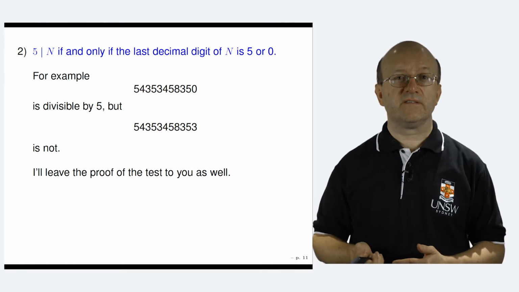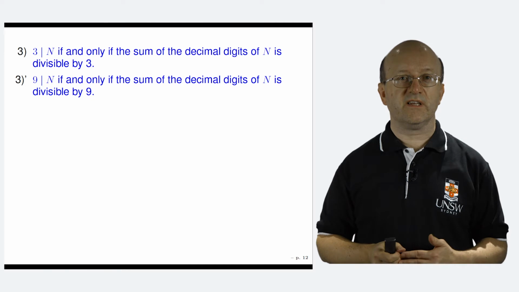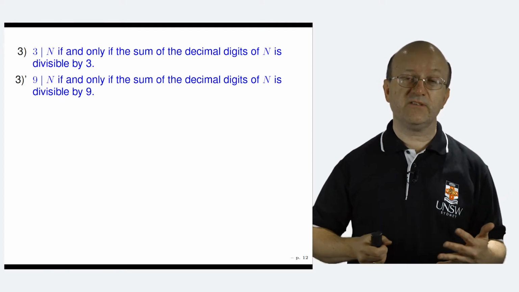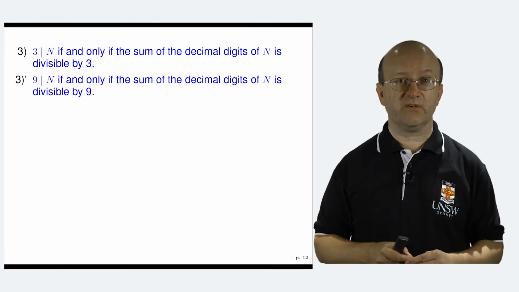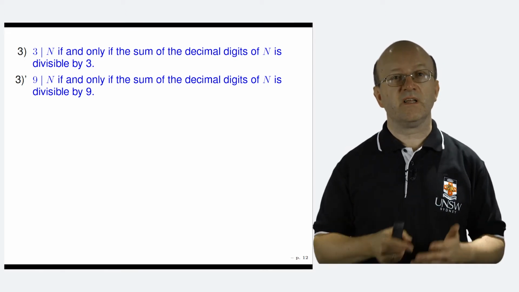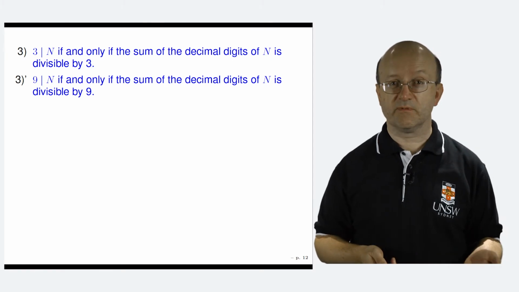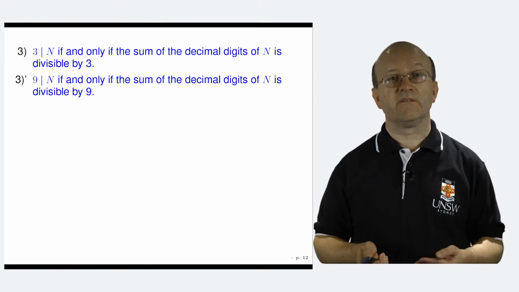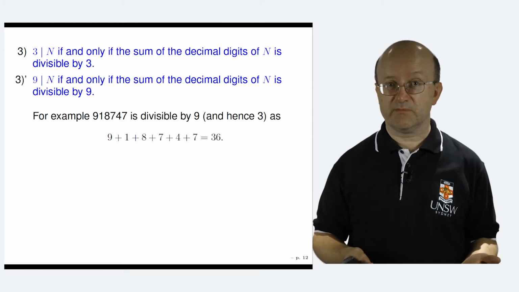Our next test, in fact, is actually two tests which I've put together. It says that 3 divides the natural number, or the integer, n if and only if the sum of the decimal digits of n is divisible by 3, and similarly for 9. 9 divides n if and only if the sum of the decimal digits of n is divisible by 9.